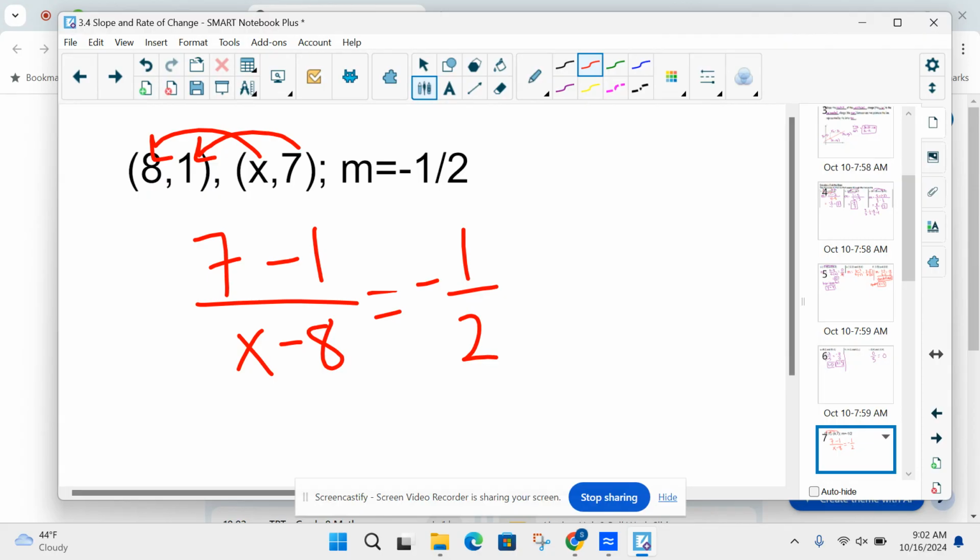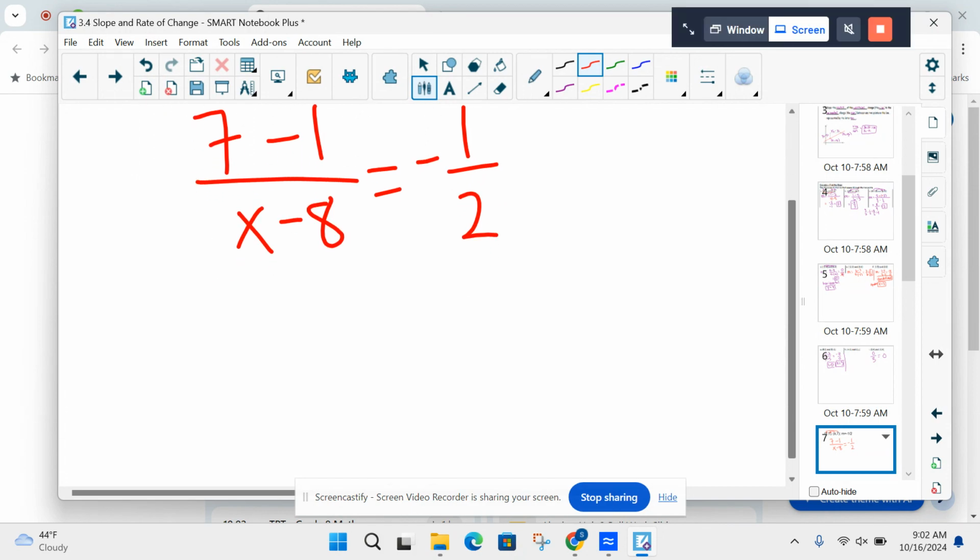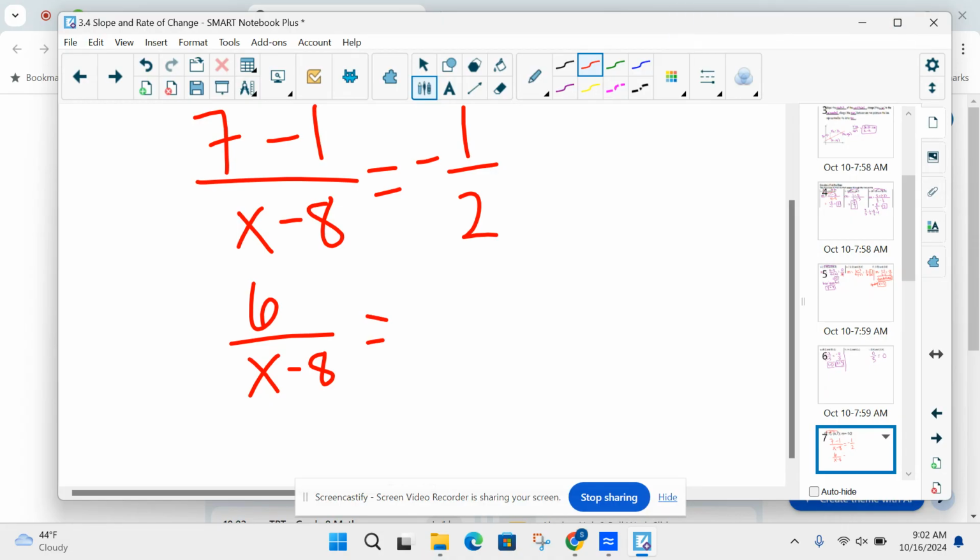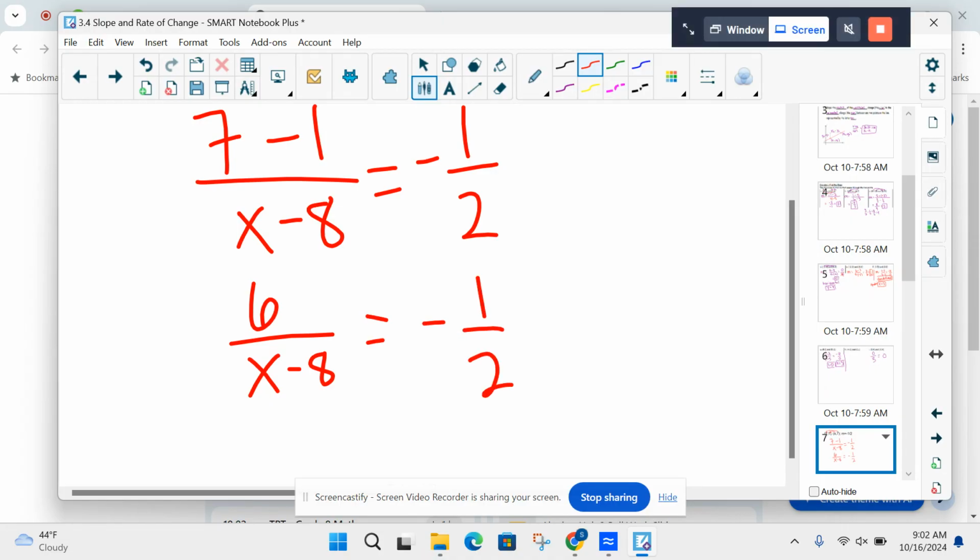How about we simplify it? So 7 minus 1 is 6. Okay, so let's do that first. So you have 6 over x minus 8 equals negative 1/2. So Kate was talking about maybe making this an equivalent fraction and then comparing them. You could do that, but I think it might be easier sometimes with these to just cross multiply.